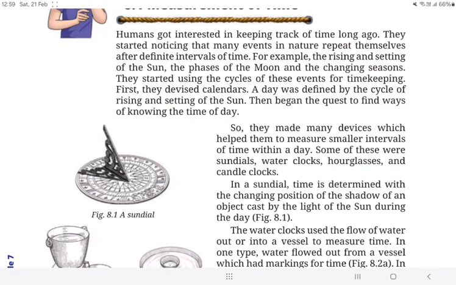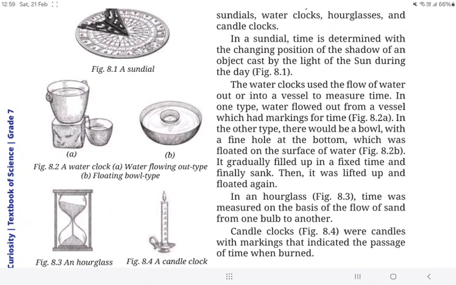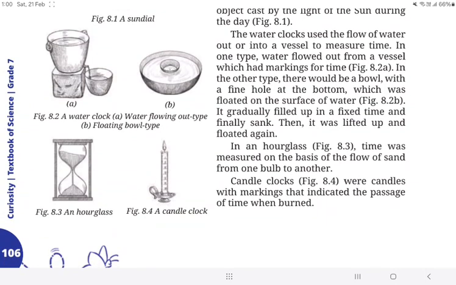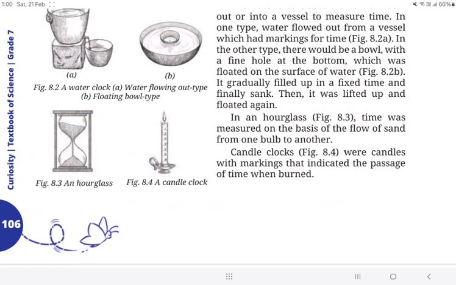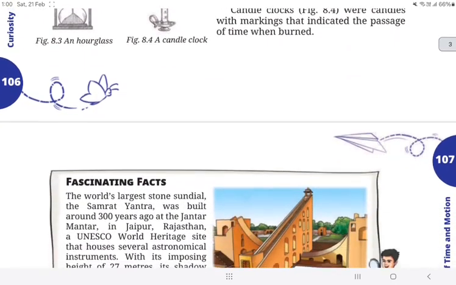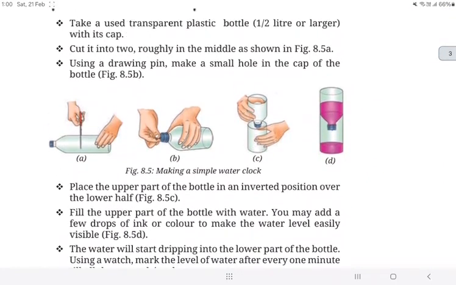In sundial, you know that the time is determined by the changing position of the shadow. In water clocks, we use the flow of water into the vessel and out from the vessel. In the hourglass, the time is measured on the basis of the flow of the sand from one bulb to the other. And in candle clocks, there are candles with markings that indicate the passage of time when burnt. So these are the simple methods that have been shown.